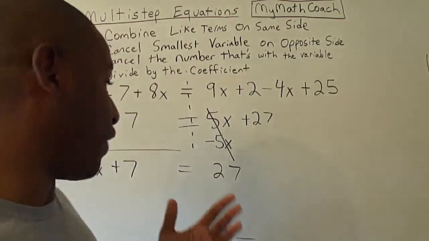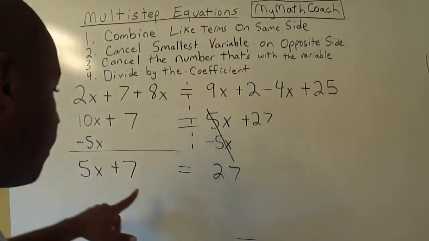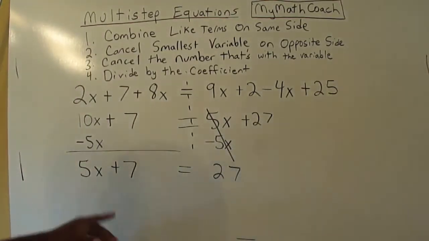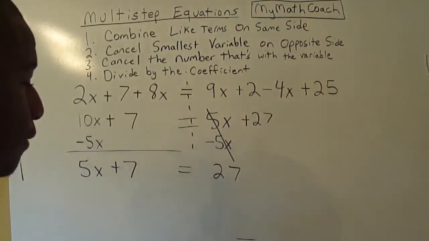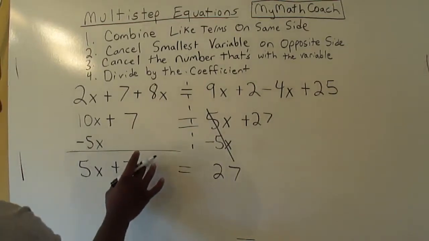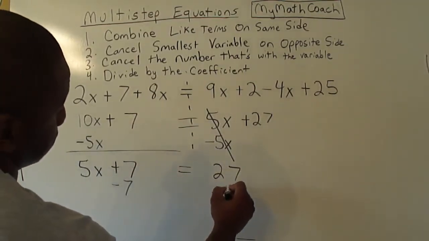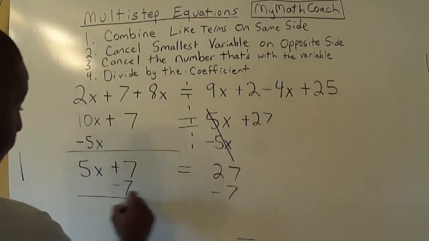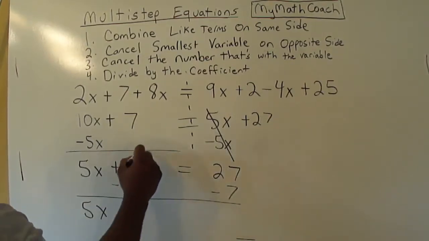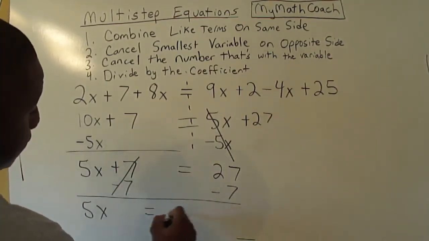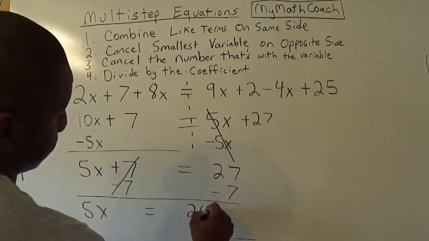So to prevent having a broken toe, what you want to do is take out the number that's on this side. Because if you take out this 7, you still have the 5x to hold down this side of the scale. So to cancel out the 7, we need a negative 7. And on this side, we also need a negative 7. And so we bring down the 5x. That cancels. 27 minus 7 is 20.